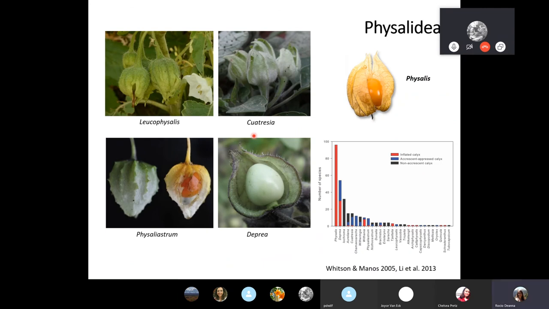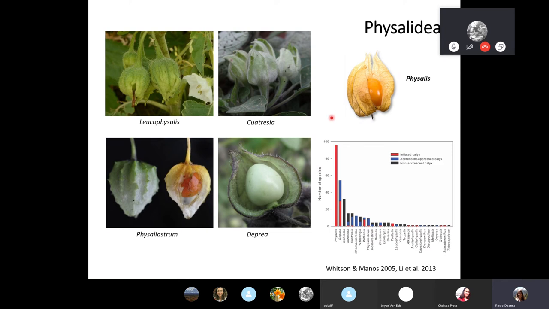So we focus our study on the Physalideae tribe, and this tribe includes 29 genera and almost 300 species. And something very interesting is that within these 29 genera, 13 have an inflated calyx and 7 present a partial or total accrescence of the calyx.